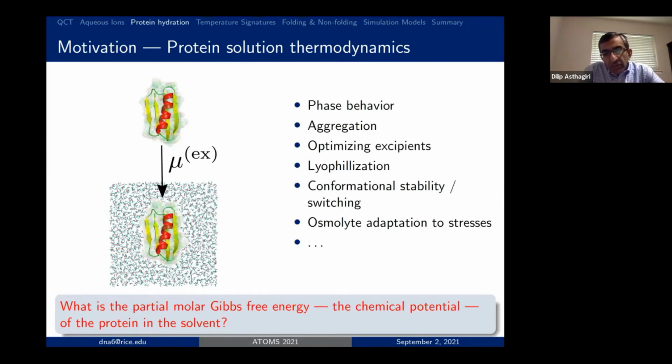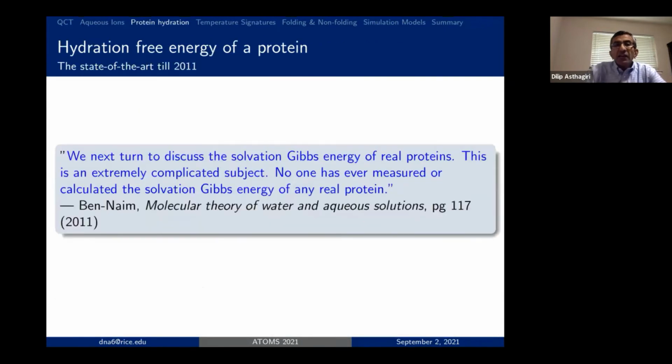So the question is, what is the partial molar Gibbs free energy of the protein in solvent? The state of the art till about 2011 was very beautifully summarized by Arieh Ben-Naim in his book, where he notes the following. He says, we turn to this discussion of the solvation Gibbs energy of real proteins. This is an extremely complicated subject. No one has ever measured it or calculated it for any real protein. And it is because of this inability to actually characterize the hydration free energy of these molecules.